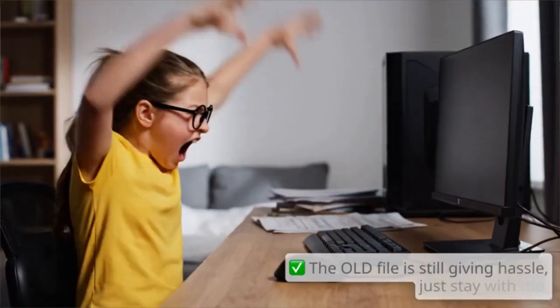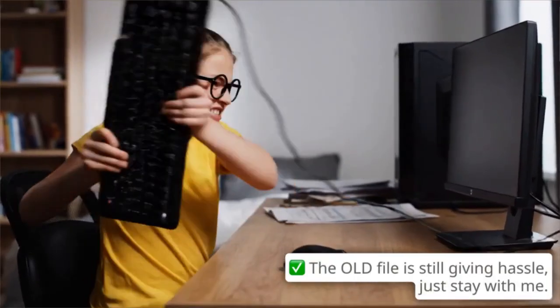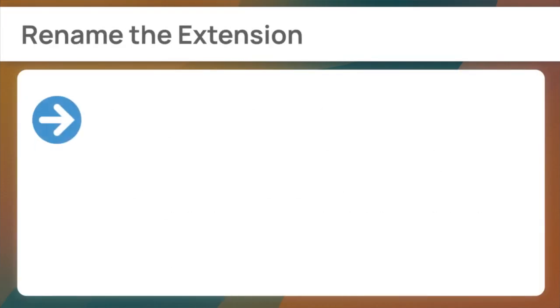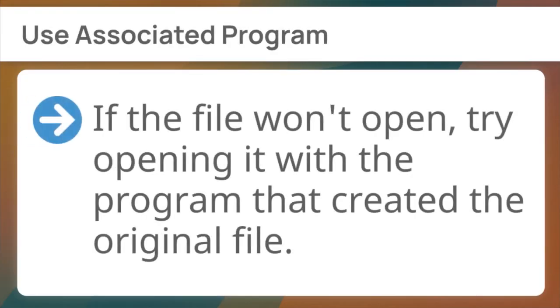If the OLD file is stuck, the issue is almost always found in one of three places. Here's a simple guide on what to check. First, recognize the file type. Understand that the OLD extension signifies an old or backup version of a file. Next, rename the file extension to the original file type, e.g. docx, and try opening it. Finally, use the associated program. If the file won't open, try opening it with the program that created the original file.